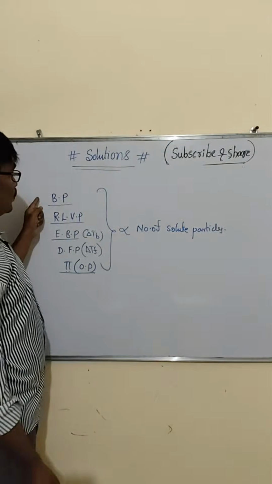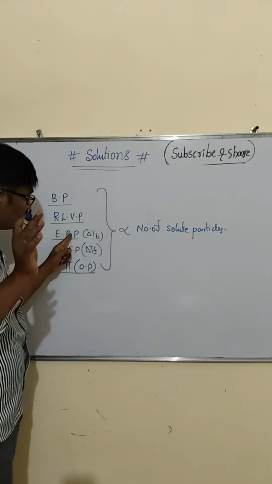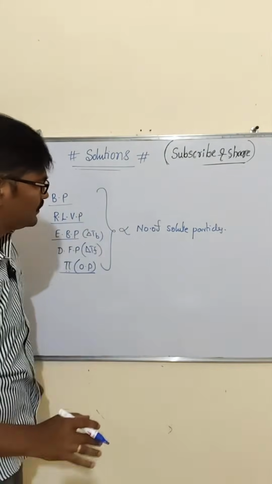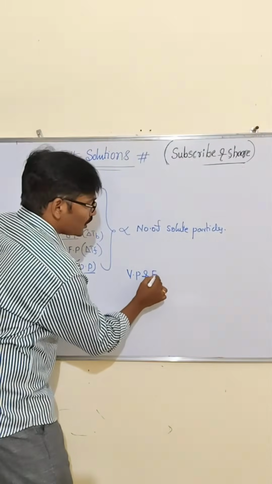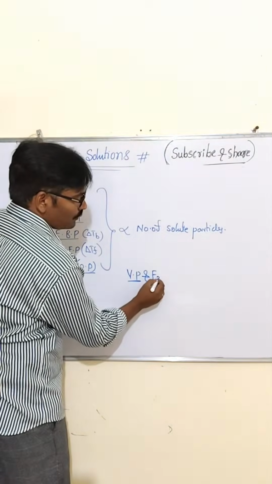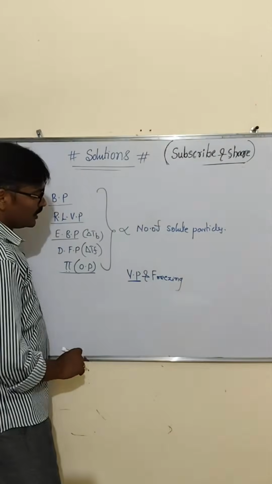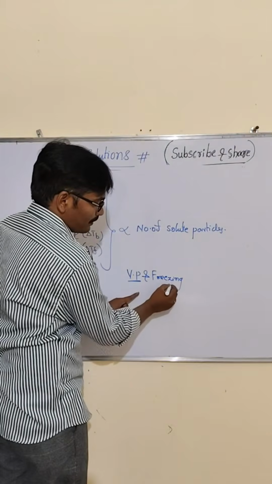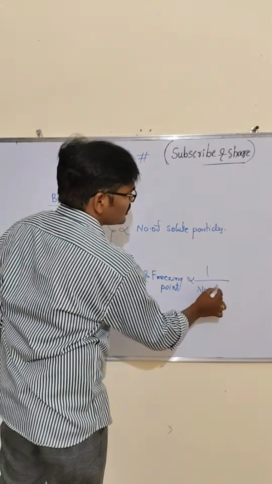Remember: relative lowering of vapor pressure, elevation in the boiling point, depression in the freezing point, osmotic pressure. But only two things, vapor pressure and freezing point, are very important. Remember, freezing point, not depression in the freezing point, not relative lowering of vapor pressure, pure vapor pressure and freezing point, both are inversely proportional to the number of particles.